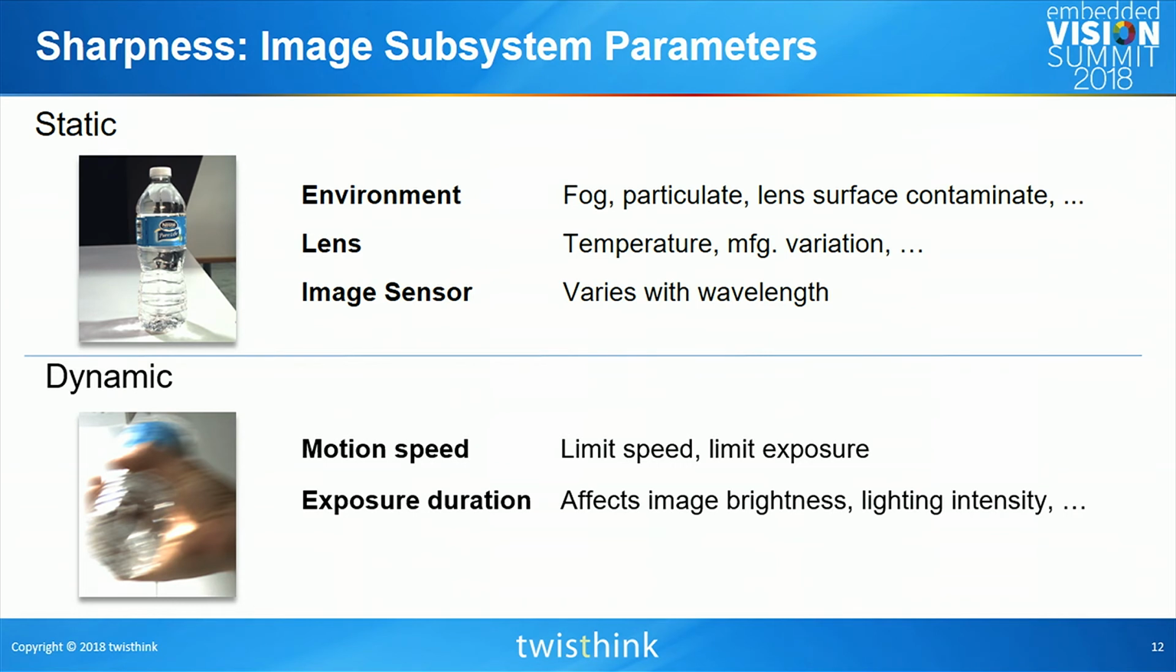On the image sensor side, it really comes down to pixel crosstalk, which is a function of the wavelength of light. On the dynamic side, motion speed and exposure duration are the two main things. So if you want to make a crisp image in a dynamic scene, you need to either limit the speed of the objects that are moving, or the imaging subsystem if it's moving, or also limit your exposure duration. When you limit your exposure duration, you're now going to start affecting things like the image brightness, maybe the lighting intensity, perhaps the F number of your lens system, the sensitivity of your pixels, requirements, and things like that. So it gets complex. So when starting with the imaging subsystem, we believe that it's important to focus on sampling and sharpness first because they are high-impact image quality factors.